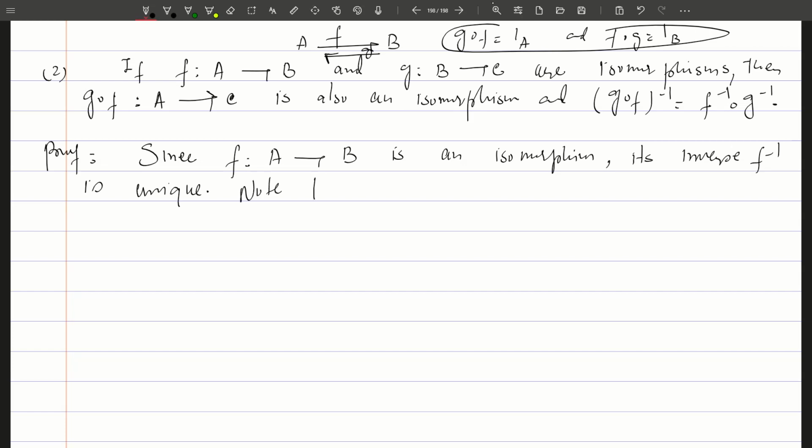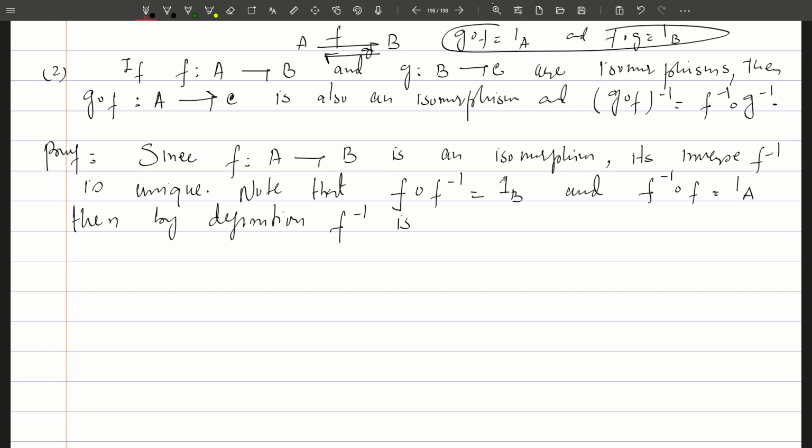So note that if we first do this composition, f composite f inverse, this is the identity map on B because f inverse is given to be the inverse of f, and f inverse composite f is identity on A. Then by definition f inverse is also an isomorphism, and its inverse, which is the inverse of f inverse, is the same as f. So it follows from these two expressions.